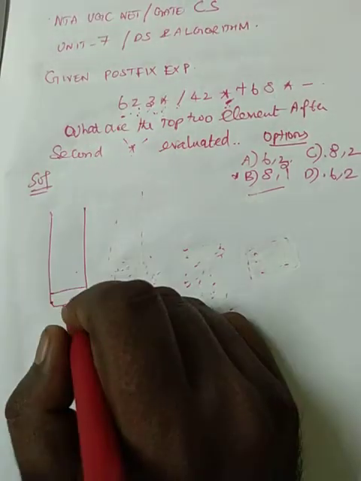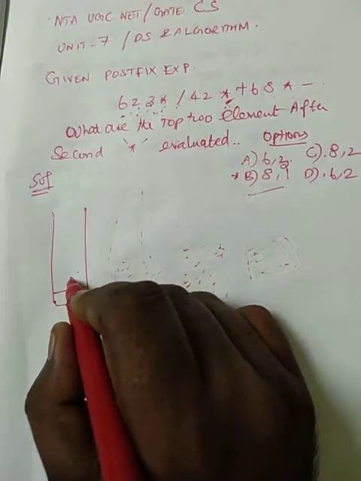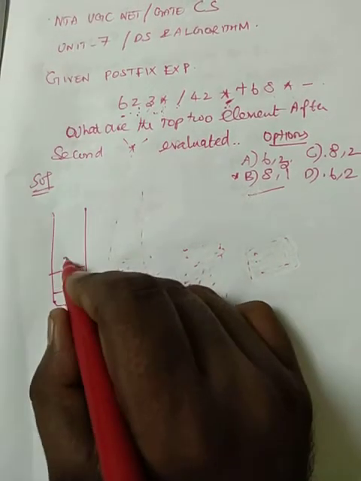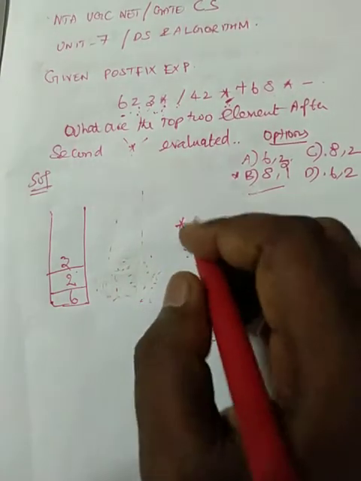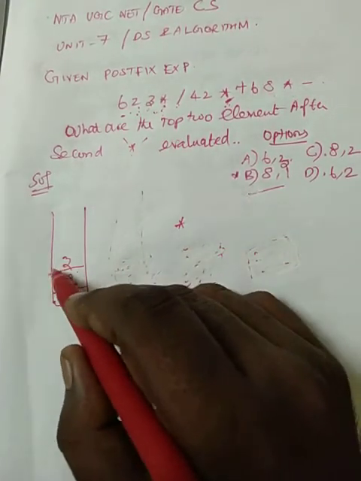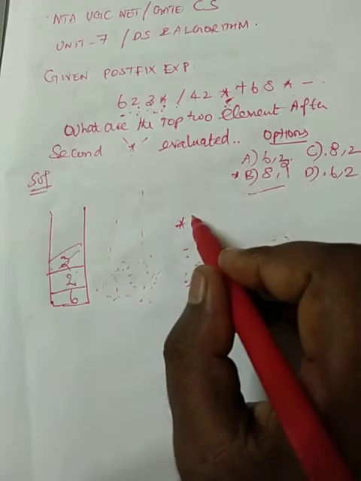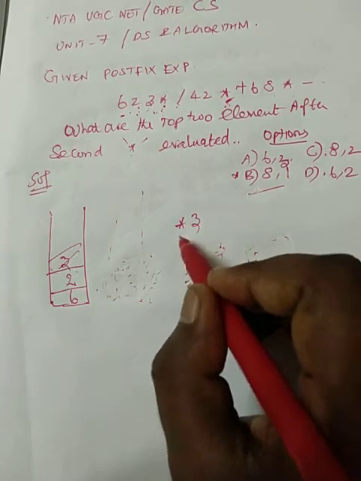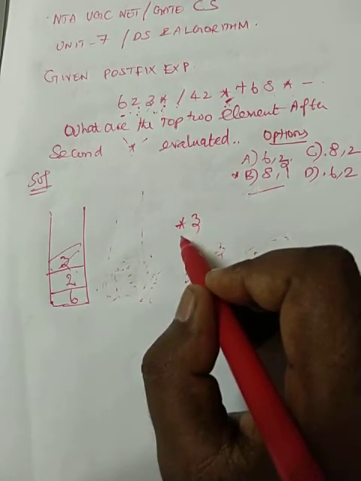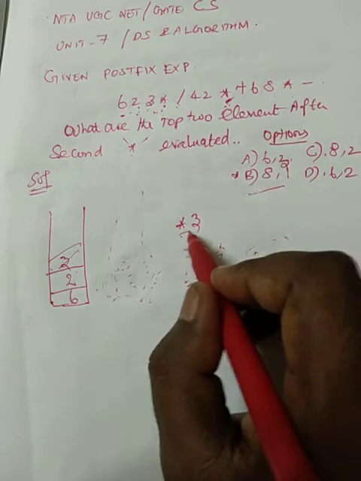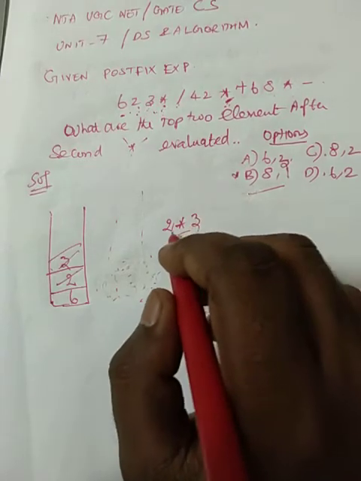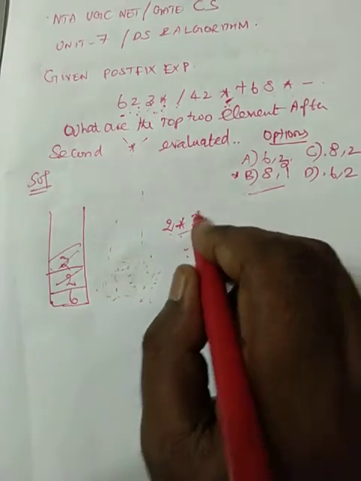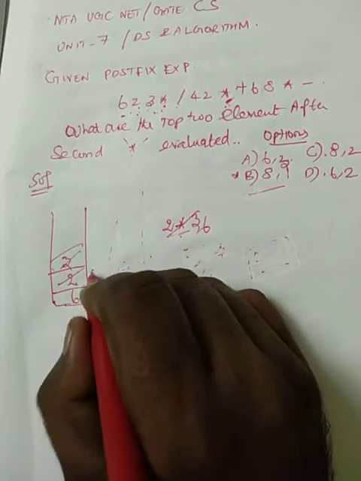For example, seeing the 6, I push it here, again 2 is pushed here, again 3 is pushed here. Now immediately the star is coming. In that case, you pop this 3 and keep it to the right of this operator. This is very important, this logic applies for all operators. Then popping the next one, I keep it here. Now 2 into 3 is 6. So the result is 6, and I want to keep it here.